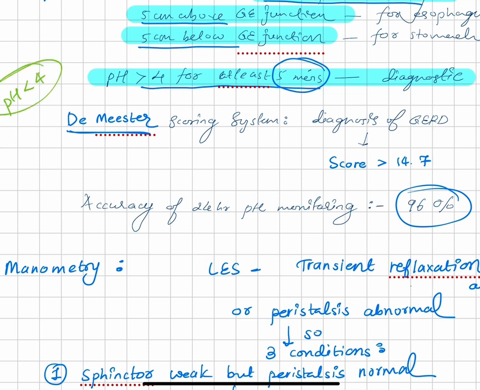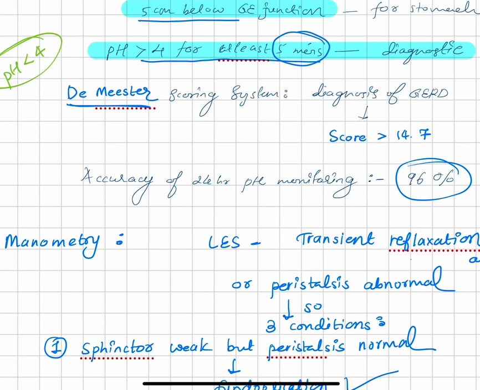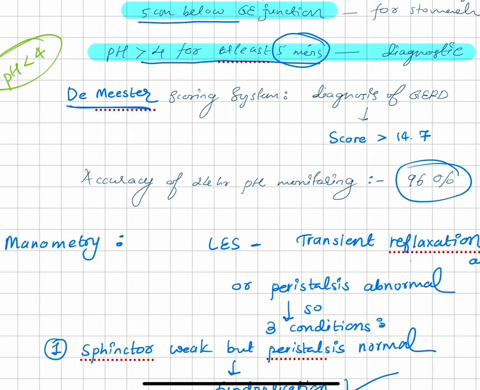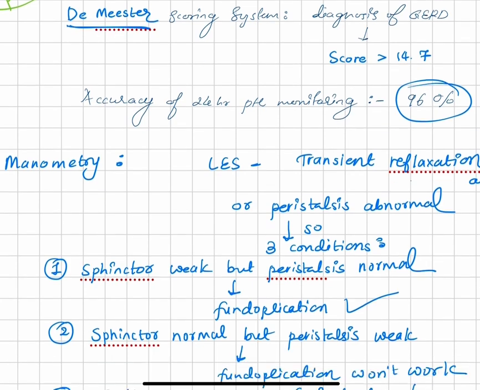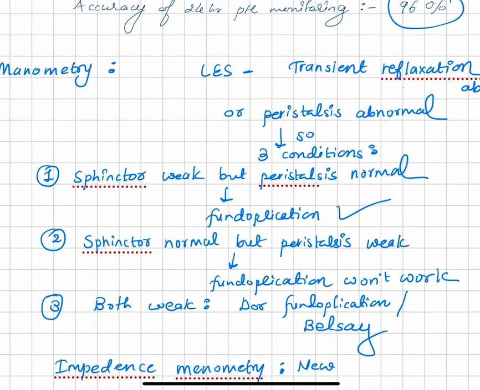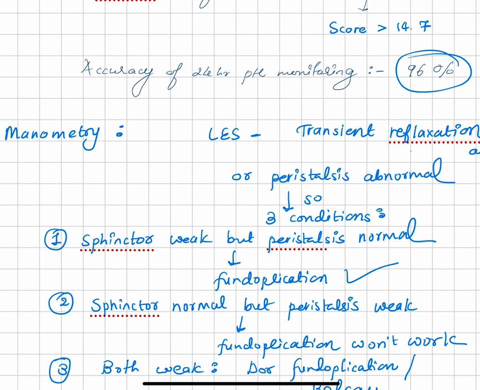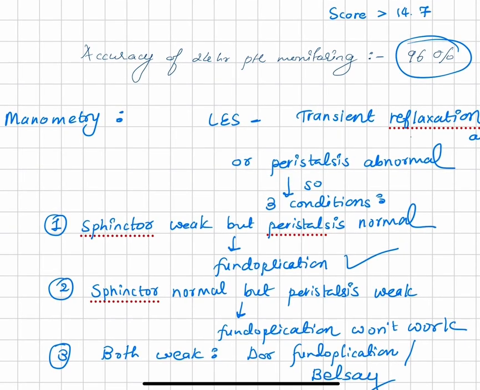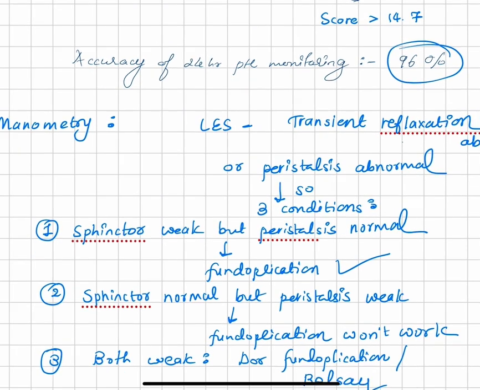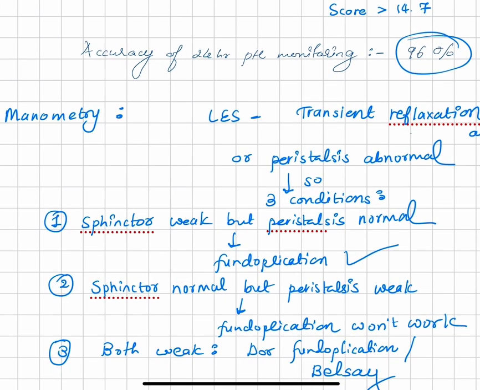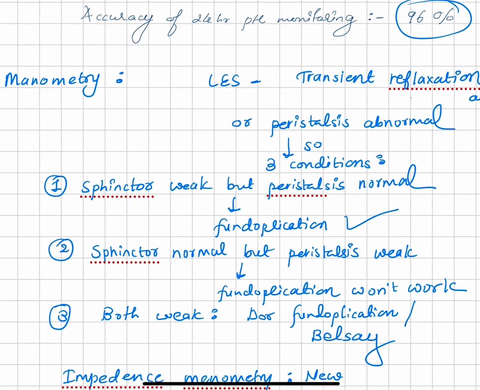Then the DeMeester scoring system is used for the diagnosis of GERD, and if the score is more than 14.7, then the diagnosis is confirmed, and the accuracy of 24-hour pH monitoring is 96%. Now we can also do manometry to see if the inner pressure system is working or not, meaning lower esophageal sphincter tone is maintained and the peristalsis is normal or not. If the lower esophageal sphincter has transient relaxation, it is abnormal, or if peristalsis is abnormal.